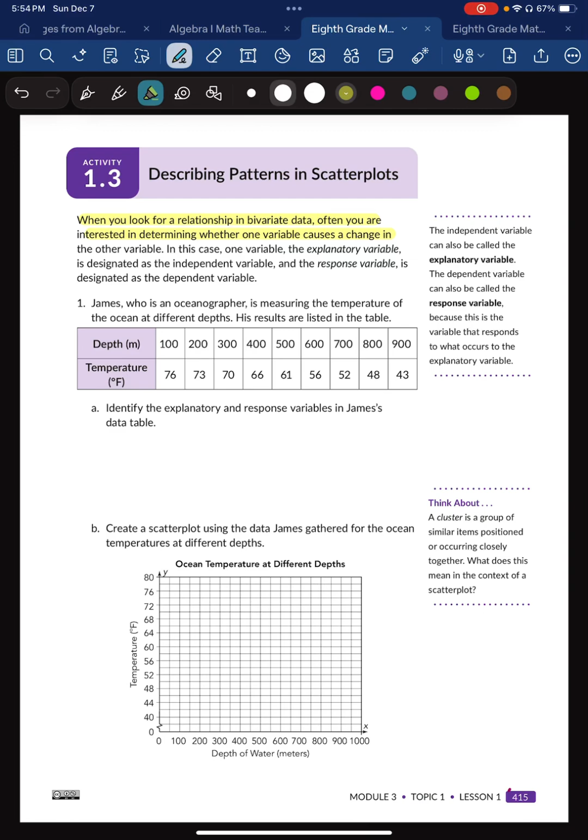Okay, we're moving on to activity 3 of this lesson, and we're going to learn a couple more new vocabulary words in relation to independent and dependent variables, which you already know about.